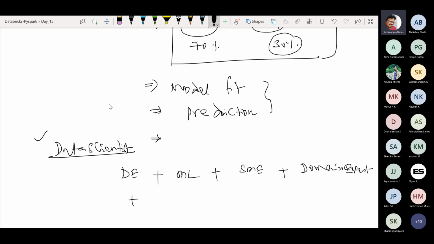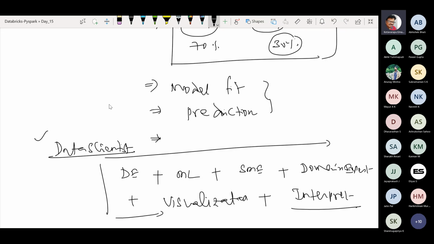Okay, along with visualization techniques, and then interpret the results. See, friends, here there is a clear distinction.